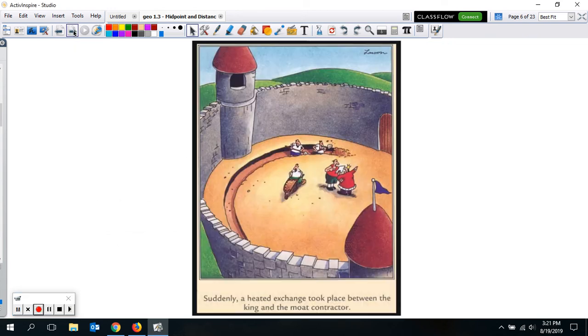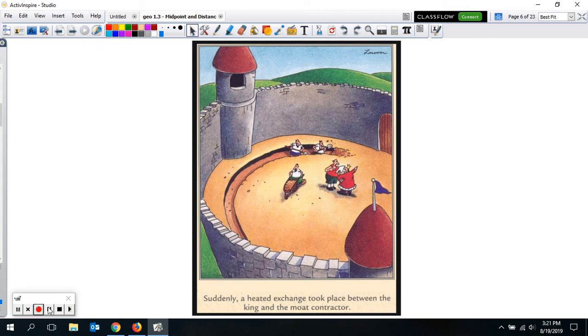All right, before we get into that, let's do a quick little Far Side cartoon. It says, suddenly a heated exchange took place between the king and the moat contractor. So you can see there: I told you outside the gates, outside the wall. They're building the moat on the inside of the castle.